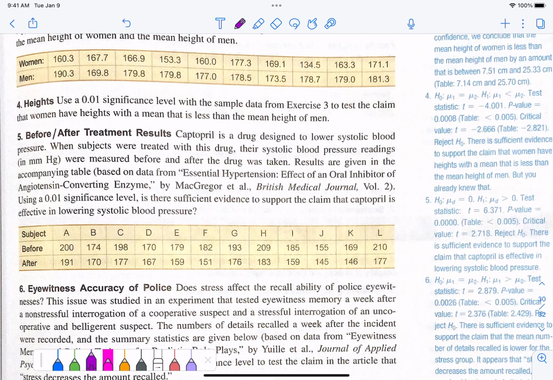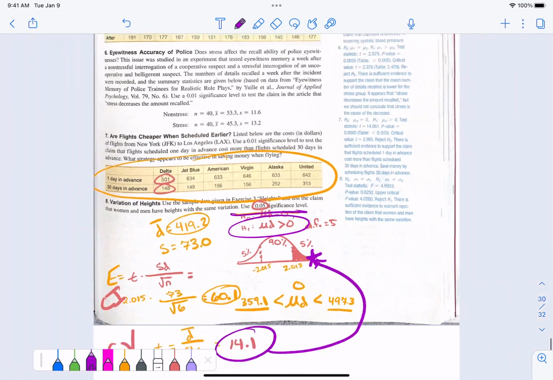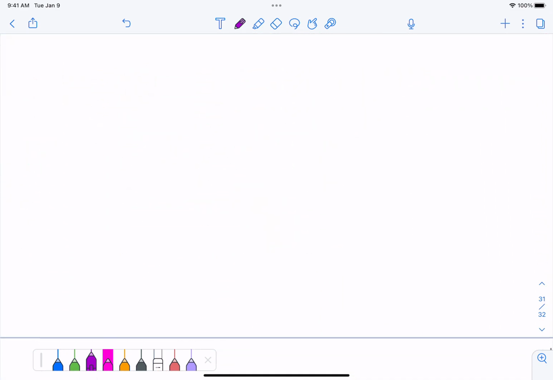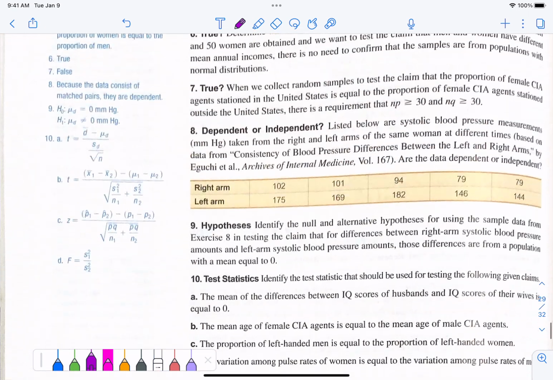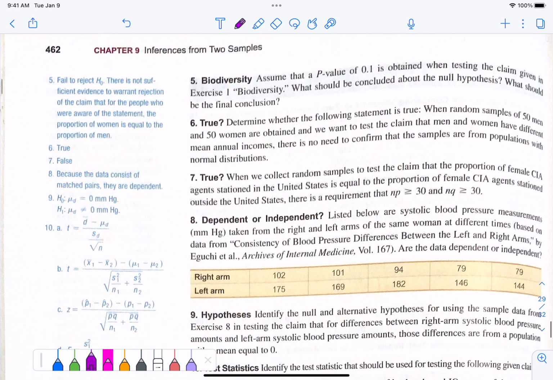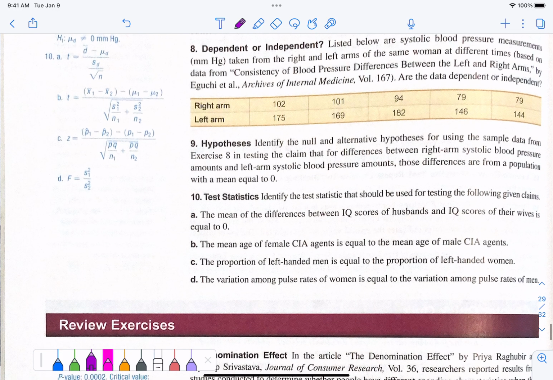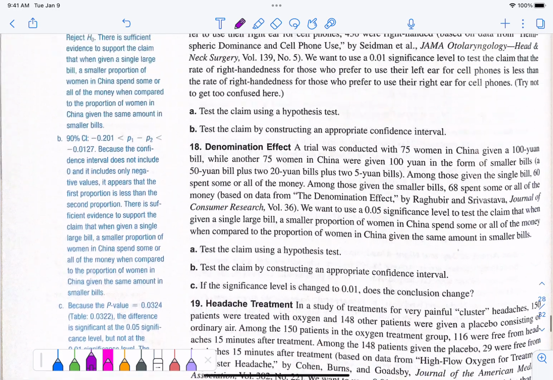May you go potty? Yes. No. H naught is... I gotta think here. I gotta find the standard deviation problem.